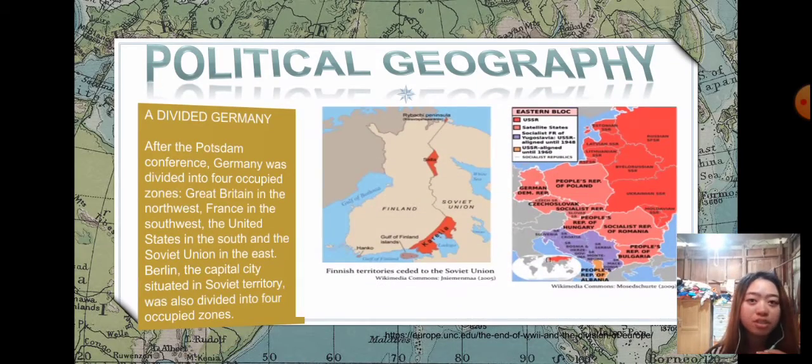After the Potsdam Conference, Germany was divided into four occupied zones: Great Britain in the northwest, France in the southwest, the United States in the south, and the Soviet Union in the east. Berlin, the capital city situated in the Soviet territory, was also divided into four occupied zones.